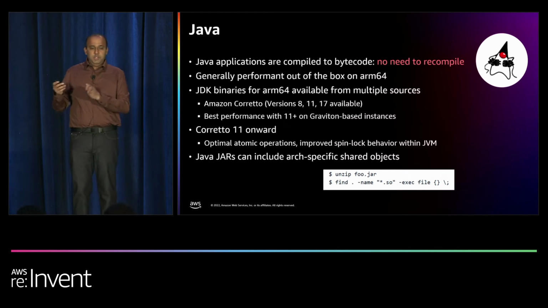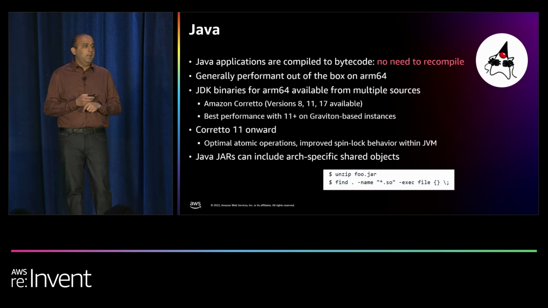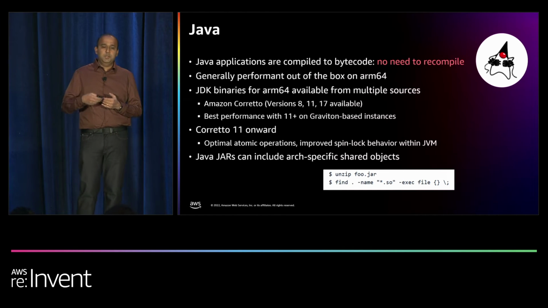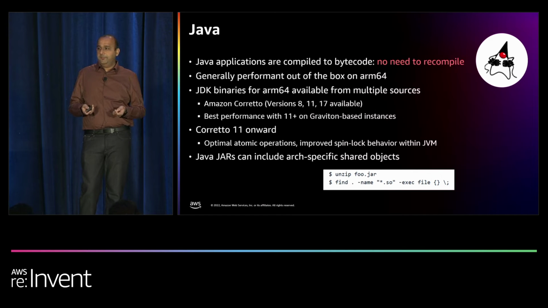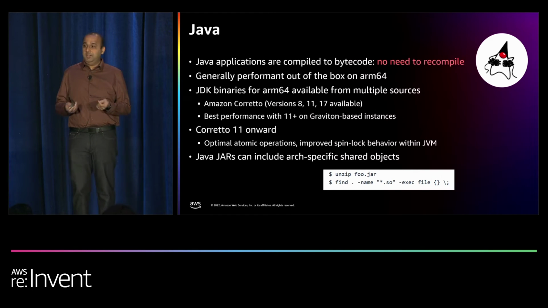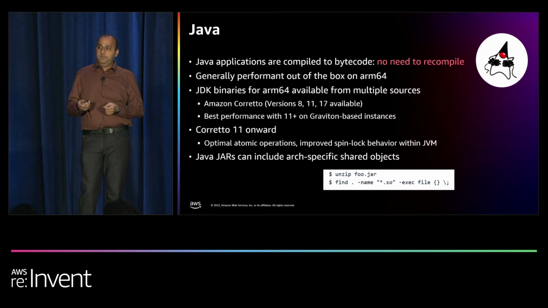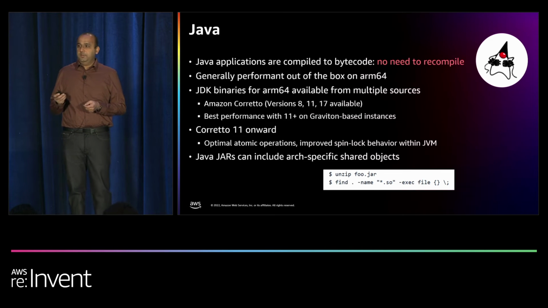Java 8 onwards and newer is supported on ARM64, but we found that many customers have been using Java 11 and newer to get the best performance out of the system. Just one caveat to look out for if you're running Java applications is shared objects, which are architecture specific. So you might have code written in lower level languages and compiled to a specific architecture. The best way to identify those would be to unzip your jar file, look for the ELF binary, and make sure that for every x86 version, there is a corresponding ARM64 version that exists.